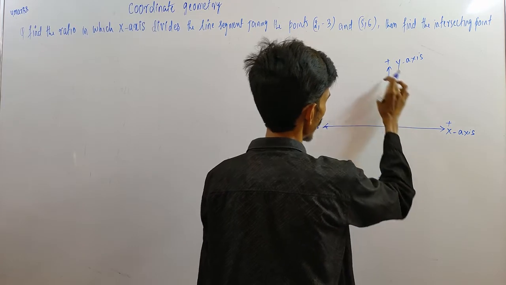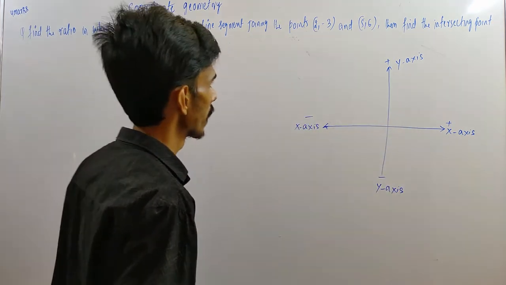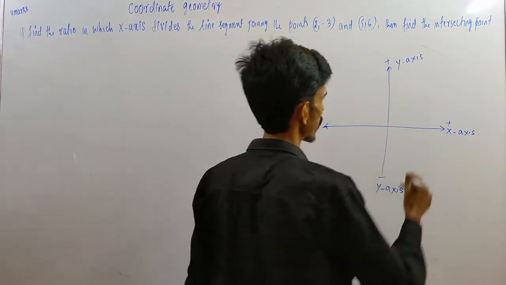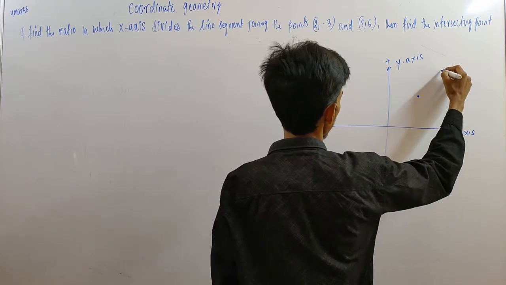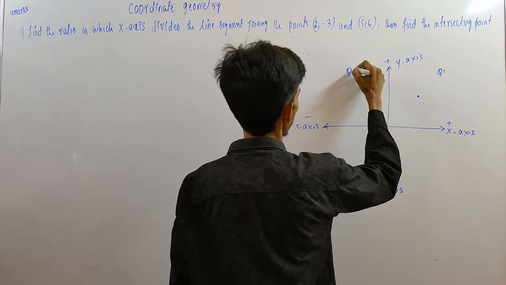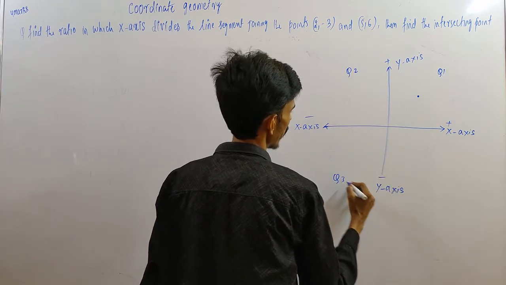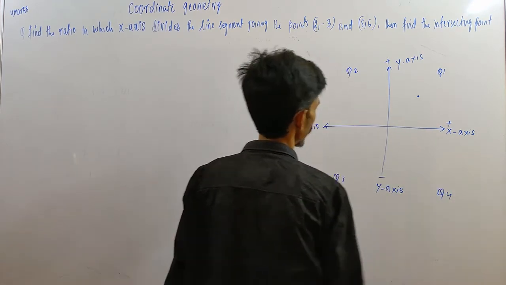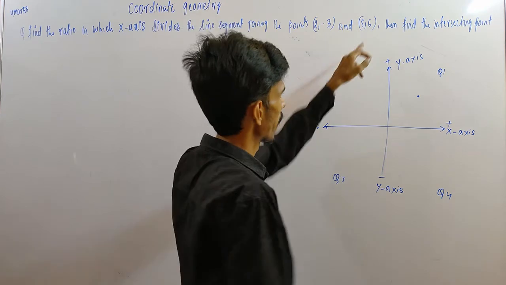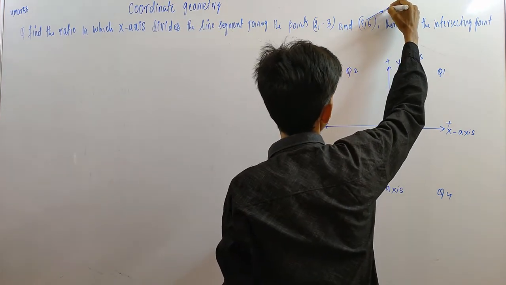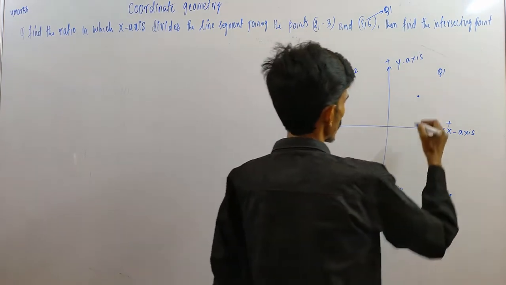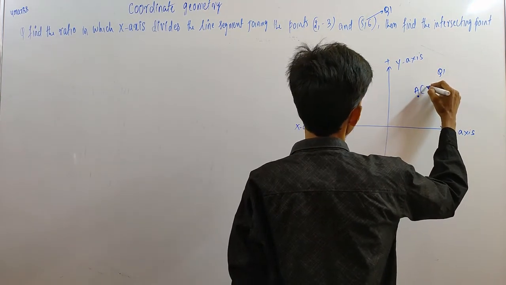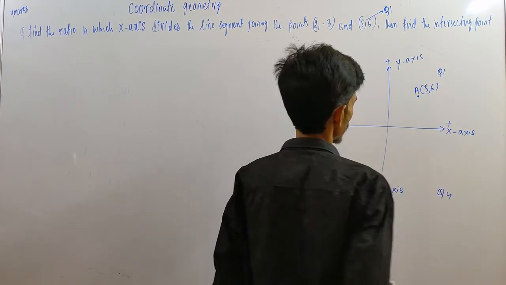Here x value and y value both are positive. So let us take this point in the first quadrant. This is quadrant 1, quadrant 2, quadrant 3, and we have quadrant 4. We have 4 quadrants. This point belongs to quadrant 1 because x is positive and y is positive. So let us take this point as (5, 6).